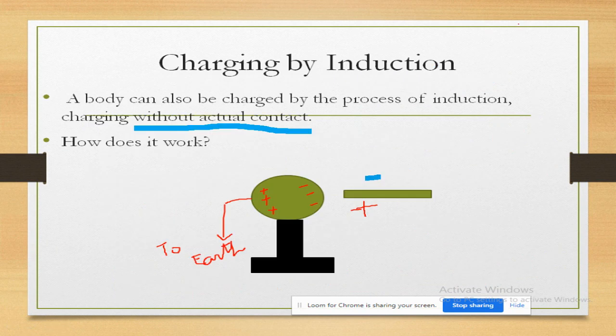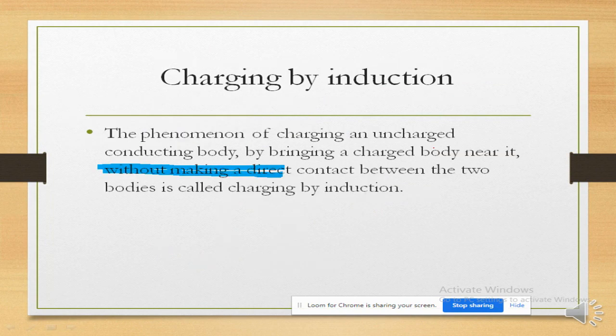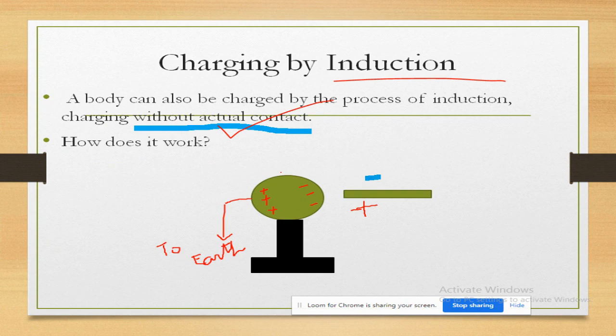Next, a very important method of charging a body is induction. Induction is the process by which a body is charged, but what is important here is that there is no contact between the two bodies while charging. This point is a major difference between charging by friction and charging by induction.